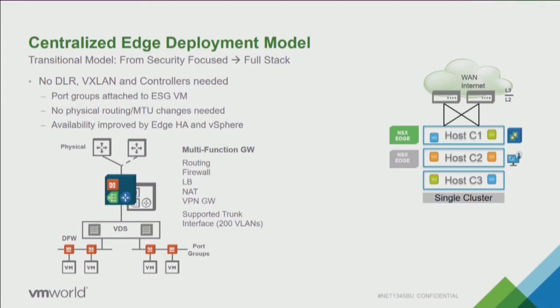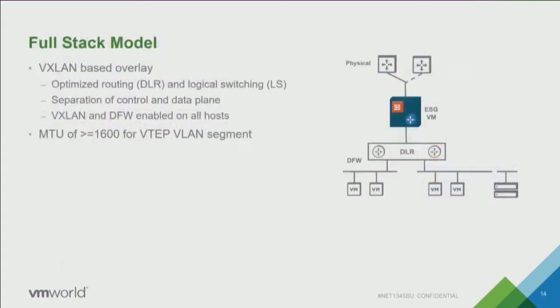Why would you just deploy Edge Services Gateway? With full stack, you'll get the benefit of everything. Because this will not provide you distributed routing. No optimized routing here, because your ESG will typically become the default gateway. So all the traffic will be hairpinned through this ESG virtual machine. So that is the reason my recommendation is to go with the full stack model.